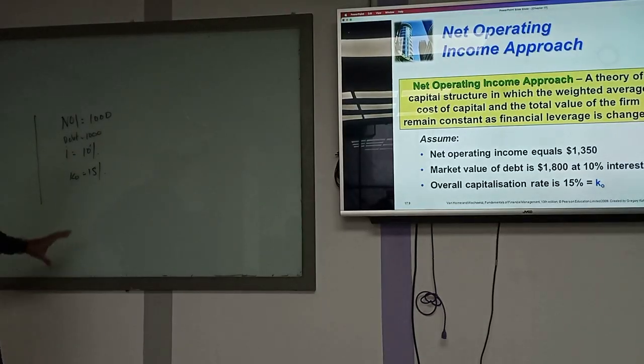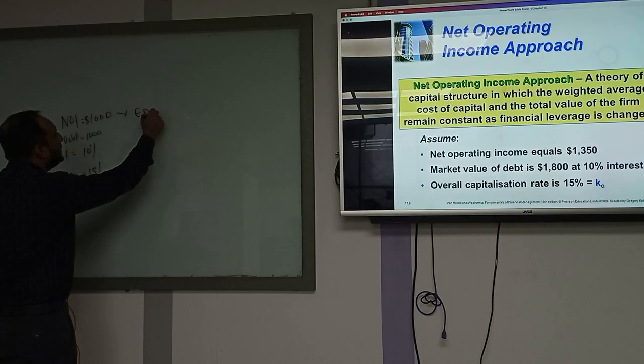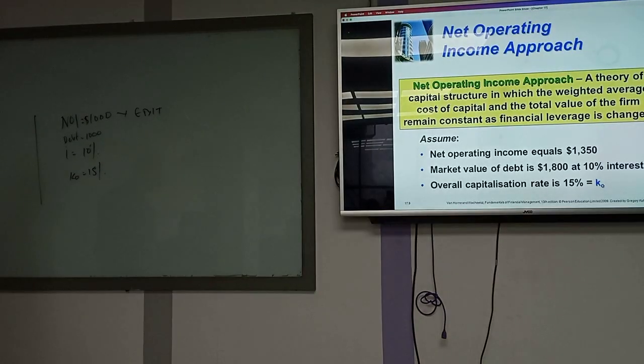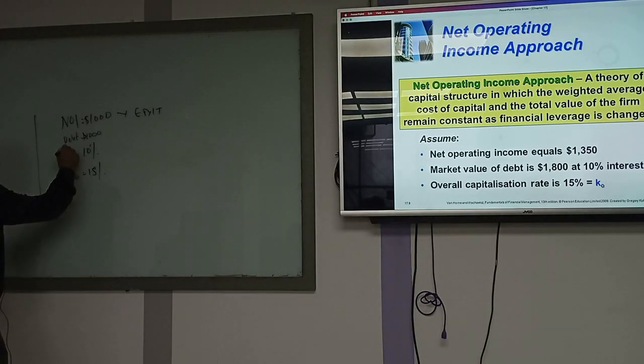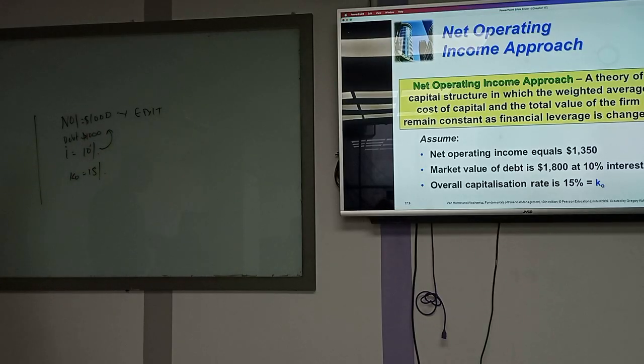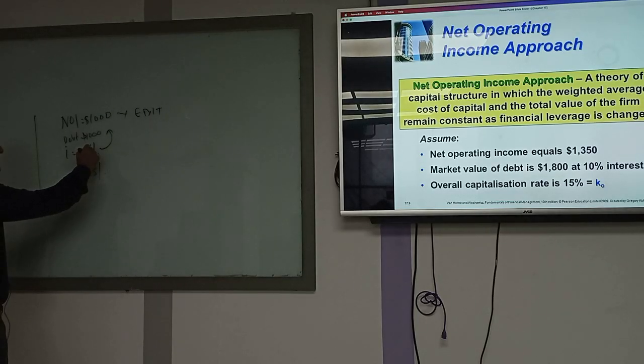So this is one of my companies. In this company my net operating income is, for example, $1,000. That is my net operating income. Net operating income is also called EBIT, earnings before interest and tax. And it says I have $1,000 in debt, a loan. Since there is a loan, I have to make an interest payment to the debt holders, right? The interest rate given is 10%.